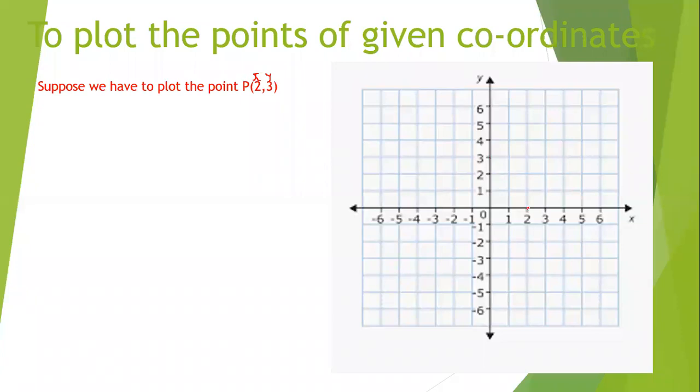And this line is parallel to the y-axis. So from 2, I am starting drawing a line, a dotted line. And from the y-axis, from 3, we will start drawing the line. Both these lines will intersect each other at a point, and this point is point P. We will write the name of the point and we will also write the coordinates as (2, 3).